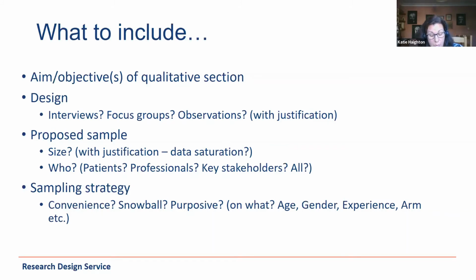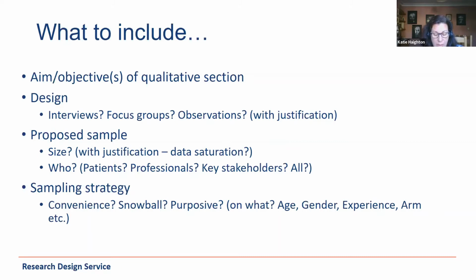It's also important to let funders know who you're suggesting is taking part in your qualitative research. So this might be patients, professionals, other key stakeholders, all of these sorts of people. And don't forget the other potentially relevant participants. For example, often when I do process evaluations, I need to remember to include participants who might have declined to participate in the main study.